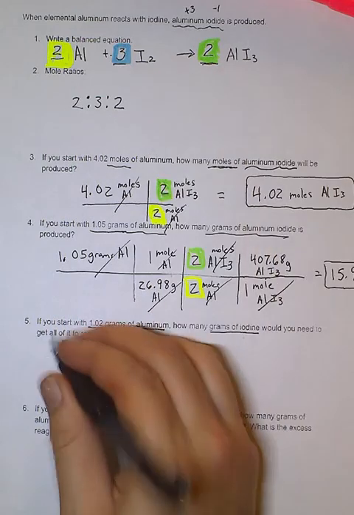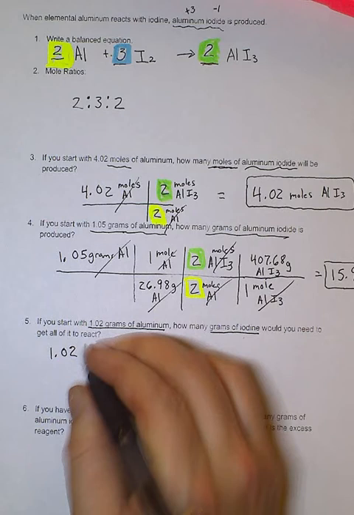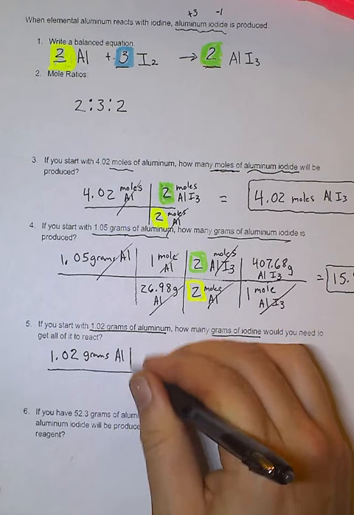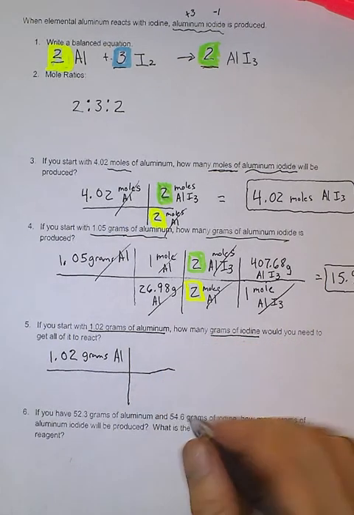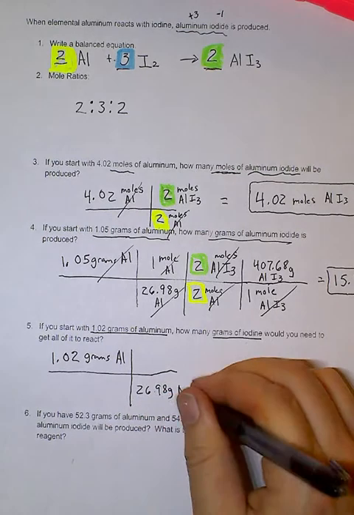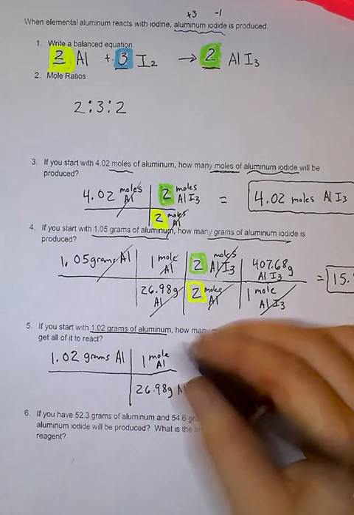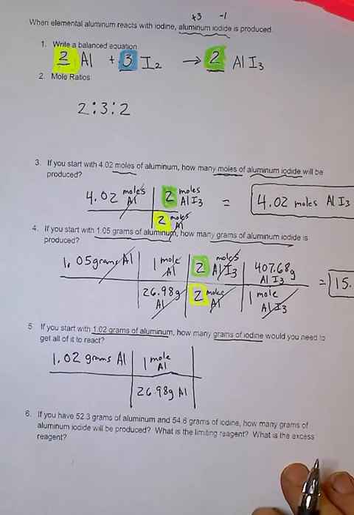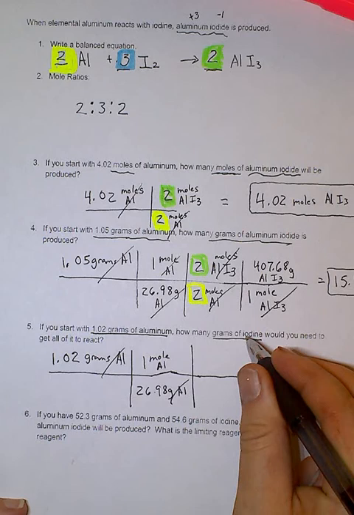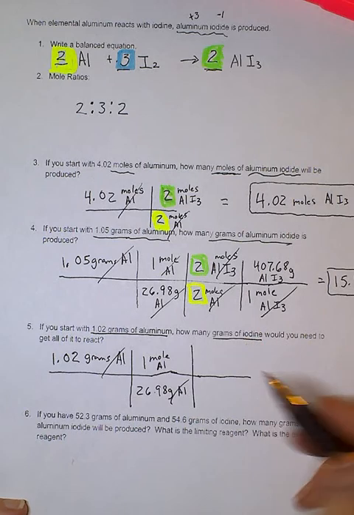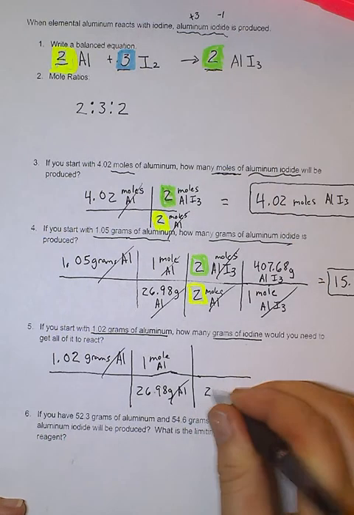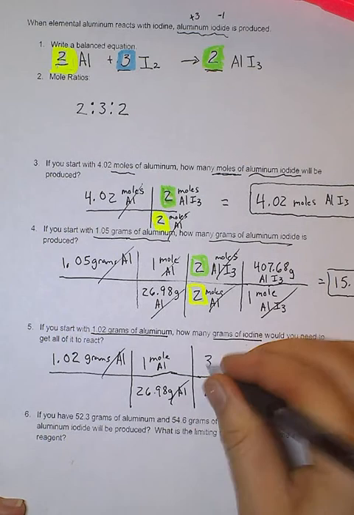So we have 1.02 grams of aluminum. Same step. That gets rid of grams. We've changed it to moles. How many grams of iodide? So now we go back to our equation. We're going from aluminum. We want to know how much of this do we need. So we have a ratio of 2 moles of aluminum to every 3 moles of iodine.